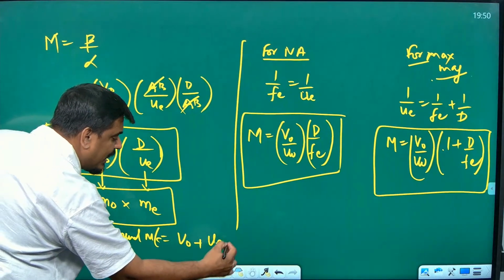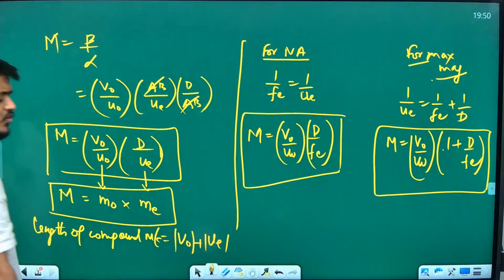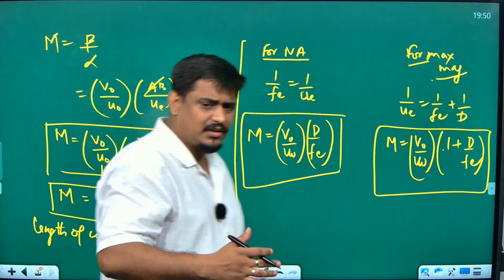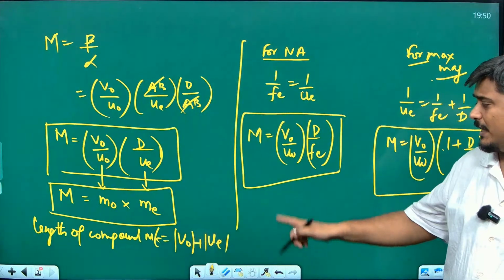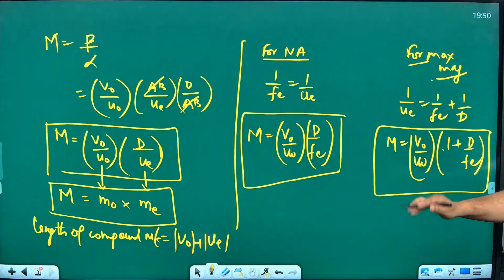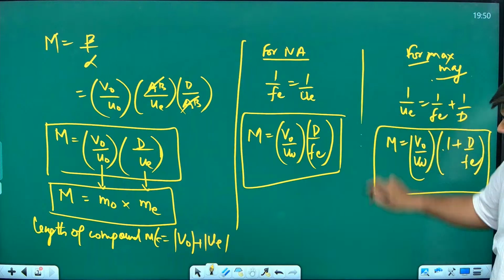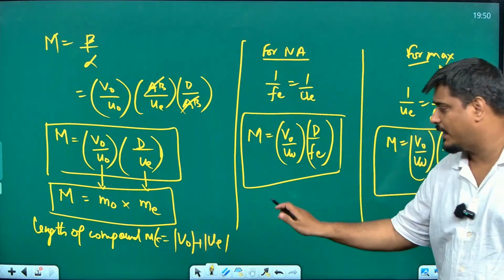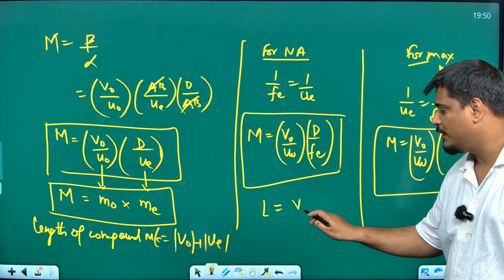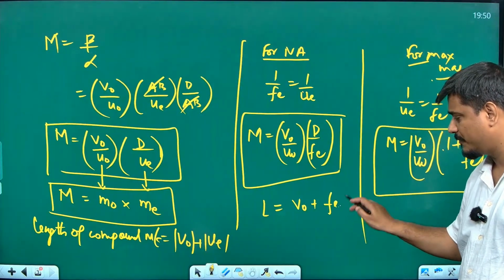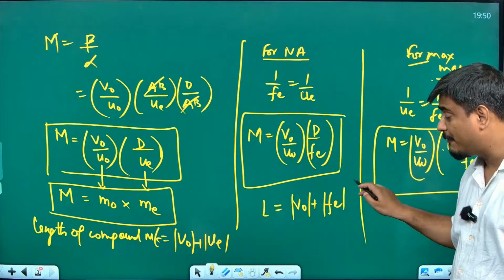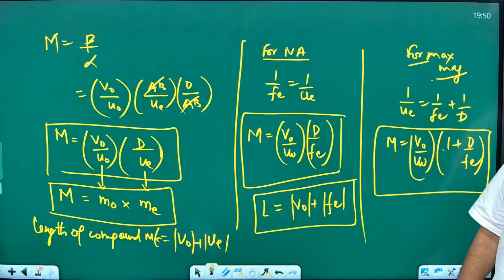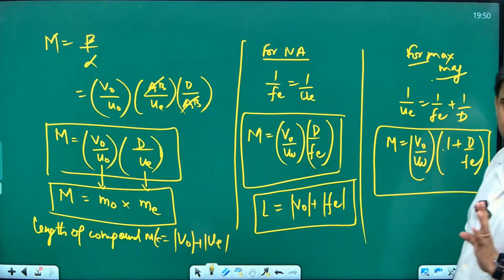plus UE. I am putting modulus to make sure that you don't use sign convention and make a mistake. Minus should never be done. Add both the values. For normal adjustment, Fe is the same as UE. So I can write length as VO plus Fe also. Don't get confused in this, okay? Only valid for normal adjustment. Is it clear to you?